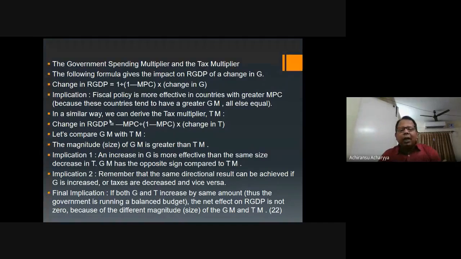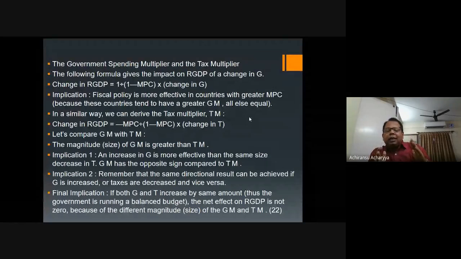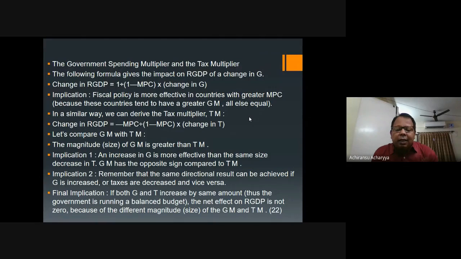Okay, in a similar way, we can derive the tax multiplier TM, and the tax multiplier also has the same kind of impact, in the sense that if tax goes down, your consumption will rise, your income will rise. But always remember this, and this is for the students, that the magnitude of the government expenditure multiplier is always greater than the magnitude of the tax multiplier. So what does that mean? It means that an increase in G, the government expenditure, is more effective than the same size of decrease in T. The government expenditure has the opposite sign compared to that. If you raise tax, you're taking away money. If you're raising government expenditure, you're giving money to the people.